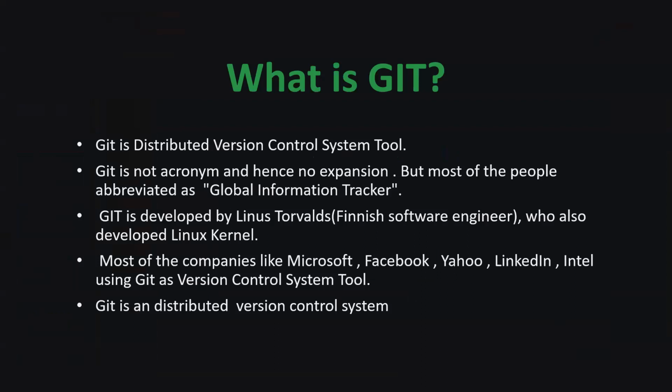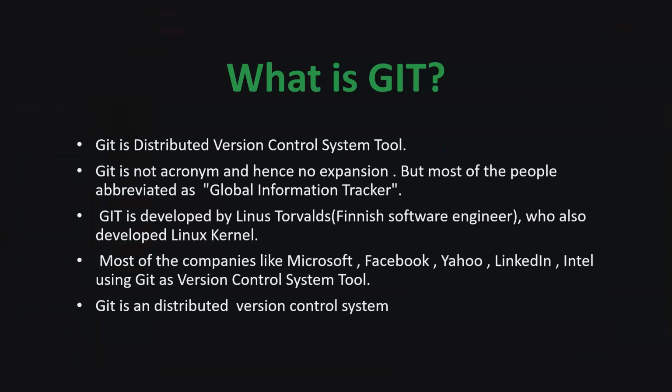Today my subject is about controller design, compiler design. My topic is what is Git? Git is a distributed version control system tool. Git is not an acronym and hence has no expansion. But most people abbreviate it as Global Information Tracker.